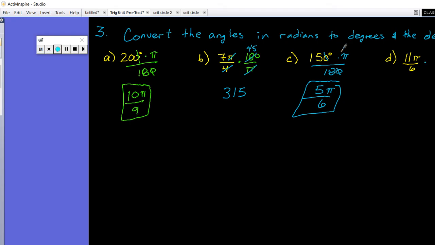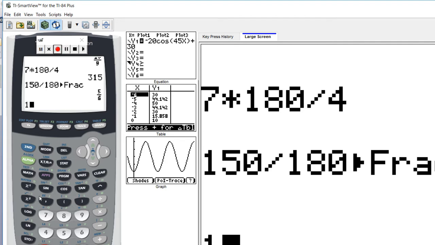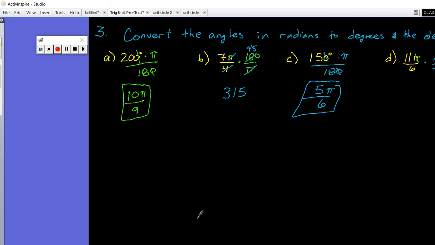11 pi over 6, again, to convert from radians to degrees, you times by 180, divide it by pi. Your pi's cancel. And we have 11 times 180 divided by 6. So 11 times 180 divided by 6. And it's 330. You could have also just looked at your unit circle on these last two and found the corresponding parts on your unit circle.